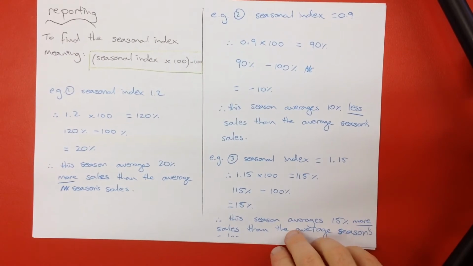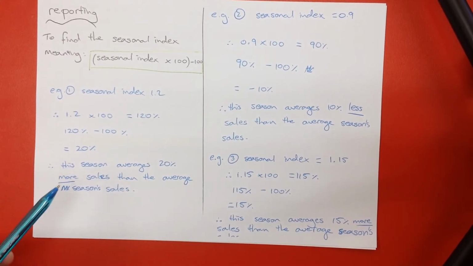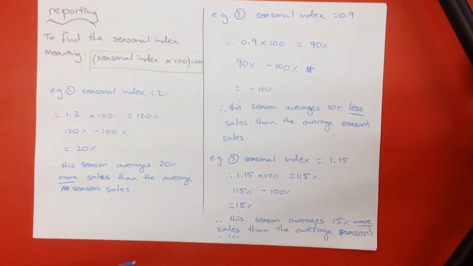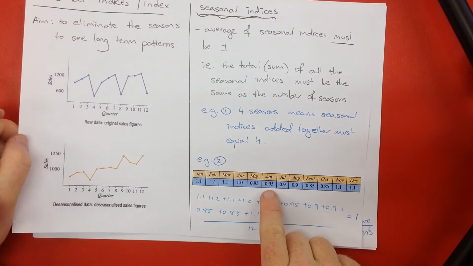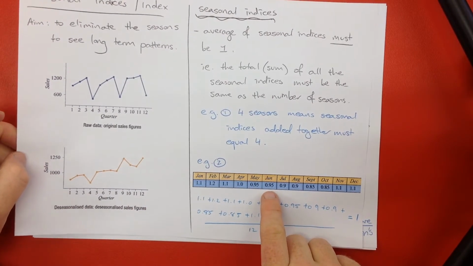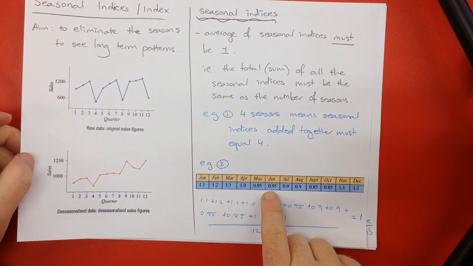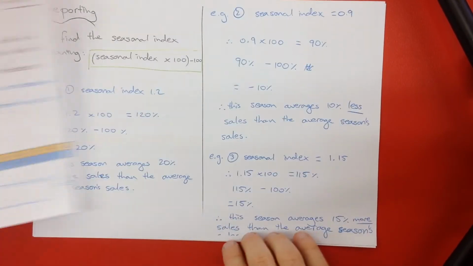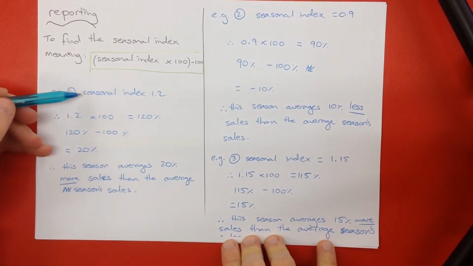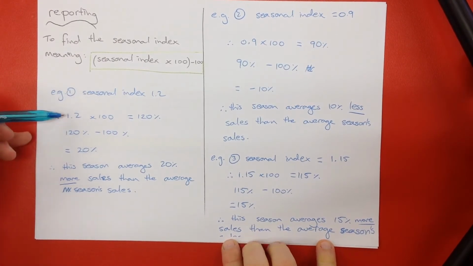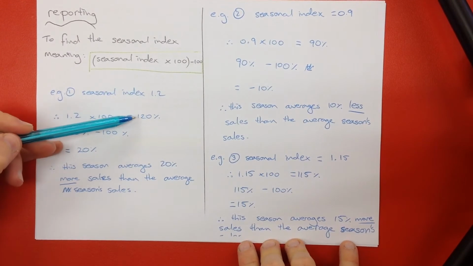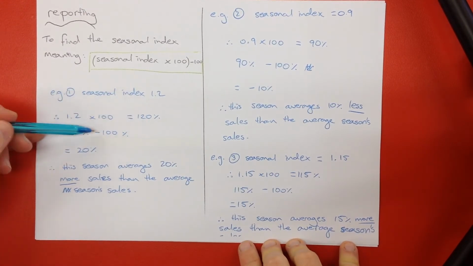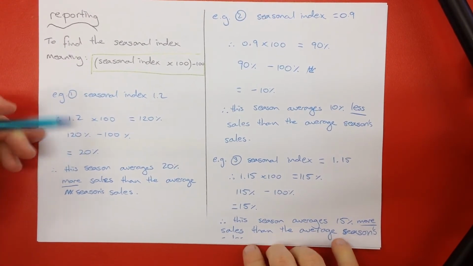Second thing, when we're reporting, we need to report on the percentage that this seasonal index tells us, rather than just the number. So rather than just saying June was 0.95, we would say June was 5% less than the average. So the average is 1. Let me show you how we do that. For instance, if our seasonal index was 1.2, we're going to go 1.2 times 100 to make it a percent. So 1.2 represents 120%. We're just going to take off 100% to help us to see that that's 20% more.